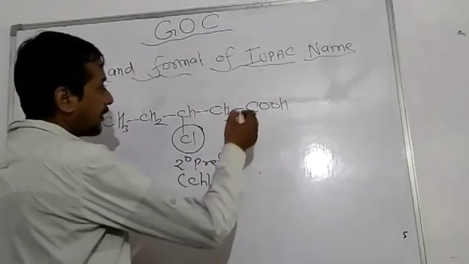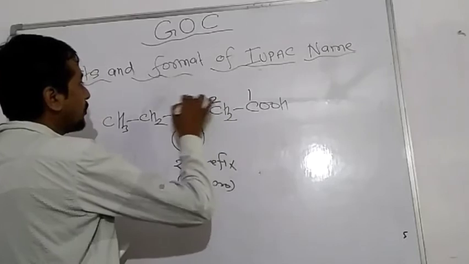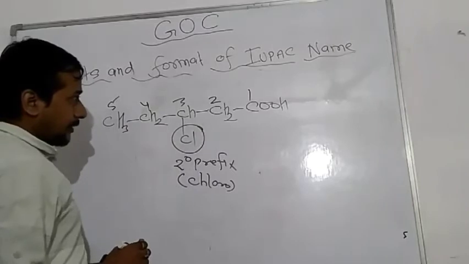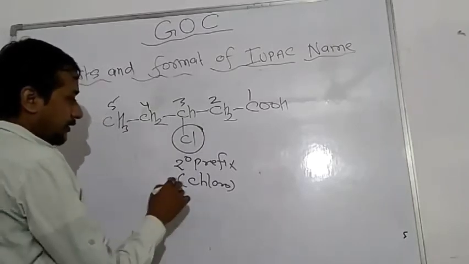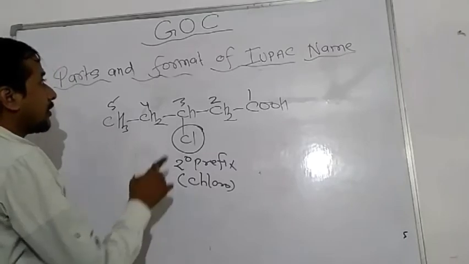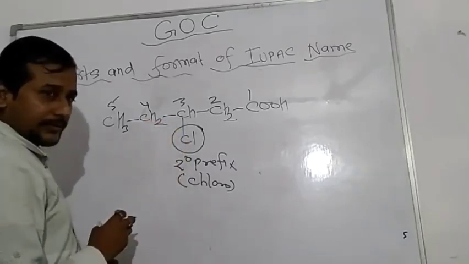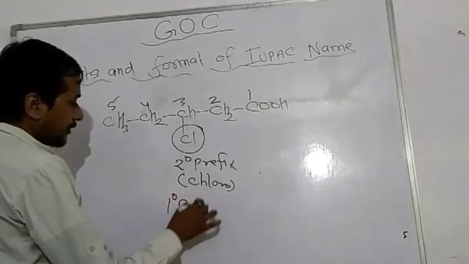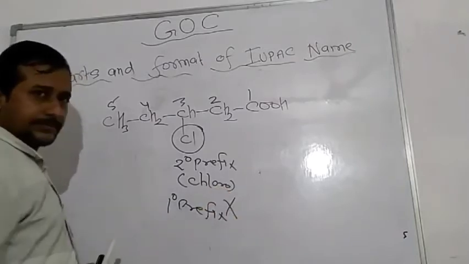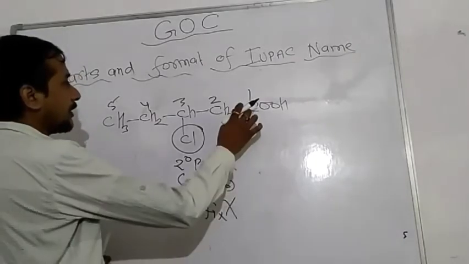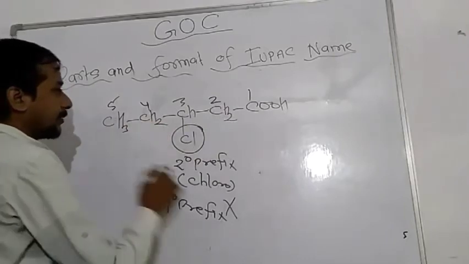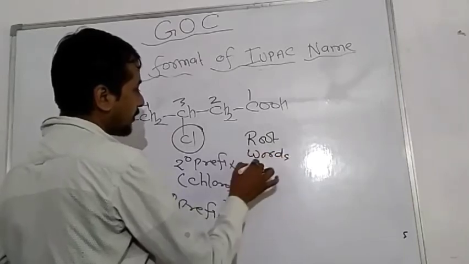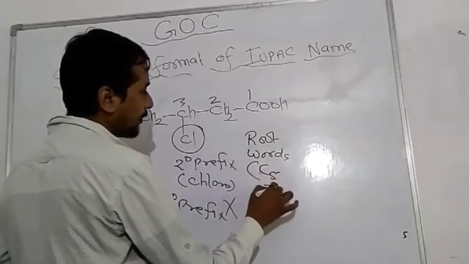Now write the numbering from the acid end: 1, 2, 3, 4, 5. So here Cl came on carbon number 3, so that's why this is 3-chloro. Now no cyclic compounds are there, no cycle is there, so that's why the 1 degree prefix can be neglected. Now come to the root word. So this contains 1, 2, 3, 4, 5 carbons. So here the root word basically contains C5, and C5 is known as pent.